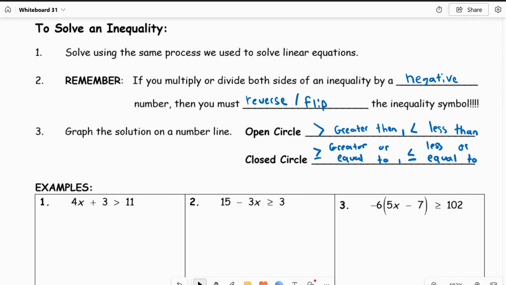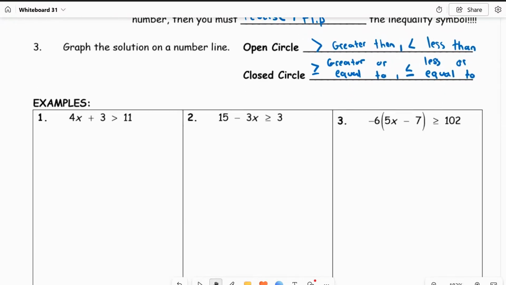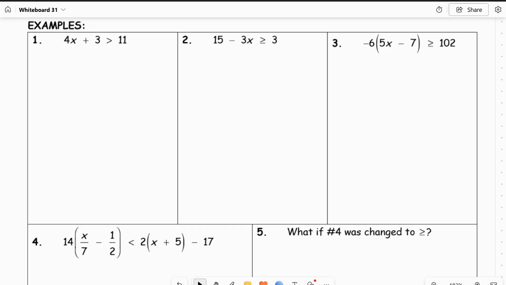Okay, so let's get into a couple of examples. So like I said, your process is the exact same as with linear equations. So you will want to first start by isolating the variable. So in this case, we are solving for x. So let's get 4x by itself. I'm going to do that by subtracting 3 from both sides.